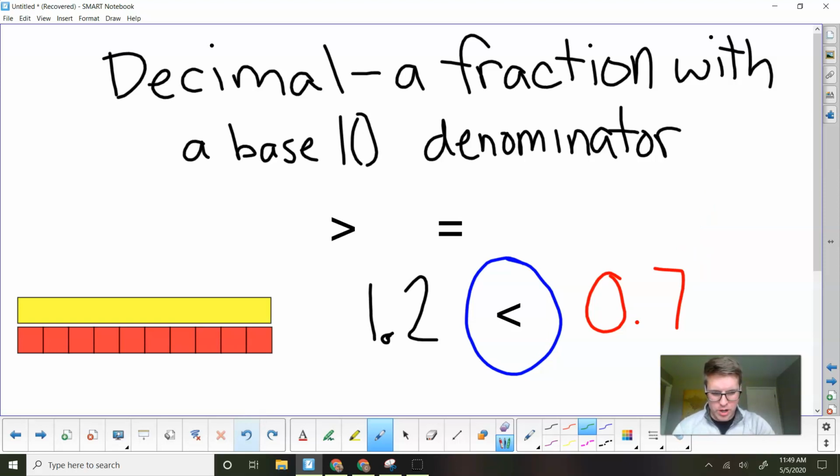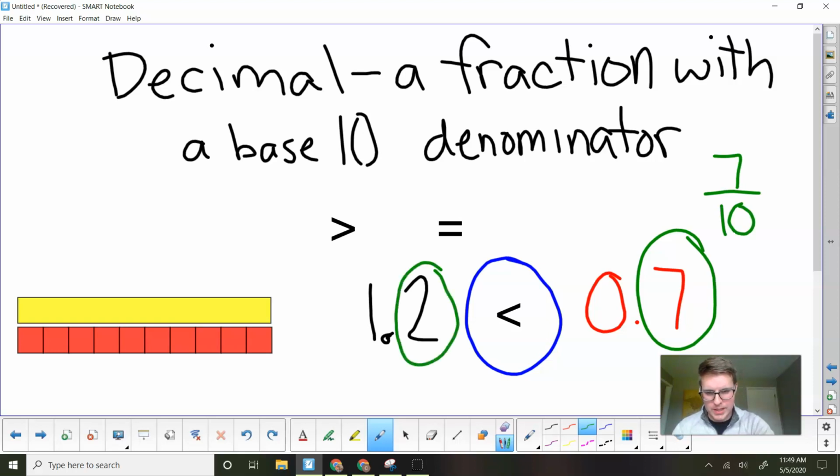Well, I would agree, Johnny. 0.7 in the tenths place is equal to 7/10. 0.2 in the tenths place is only equal to 2/10. So Johnny, if I was comparing my decimal, I would agree. You're 100% right. 7/10 is bigger. But guess what, Johnny?